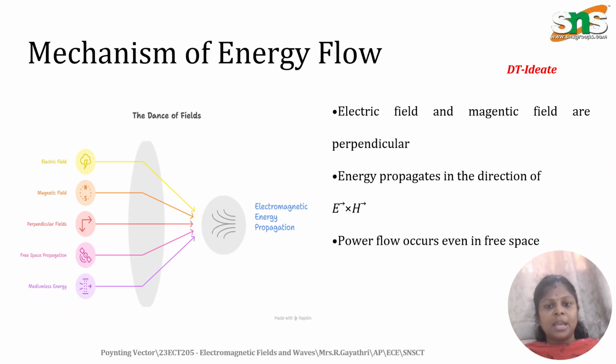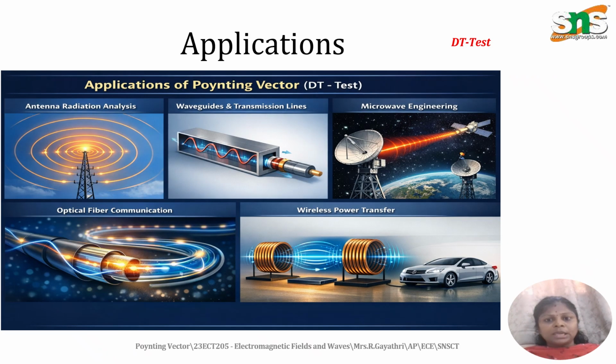When the electric field is there, the magnetic field will also be there. And the energy propagation will be in the direction of the electric field and magnetic field directions. And power flow occurs in free space. The electromagnetic waves carry energy which is related to the field present in it. The electric field and magnetic field are perpendicular, and the medium present here is free space.